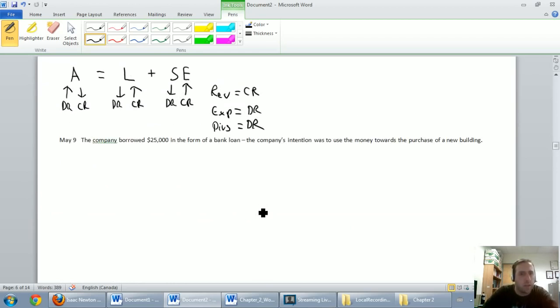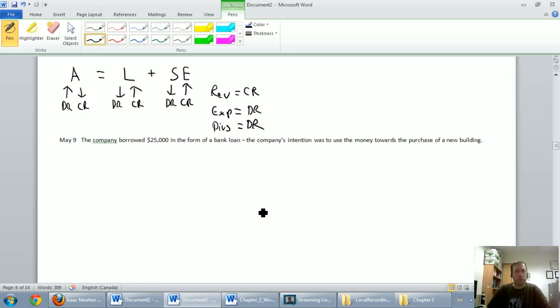Our next transaction is May 9th. It says the company borrowed $25,000 in the form of a bank loan. The company's intention was to use the money towards the purchase of a new building. Now, this is an important point here, and kind of a red herring this question throws at us. It says the company's intention was to use the money towards the purchase of a new building.